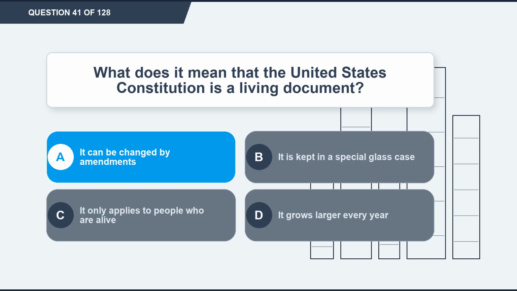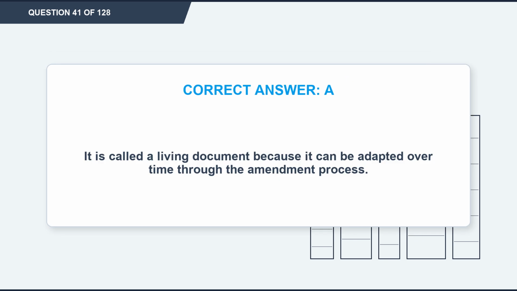The correct answer is option A. It can be changed by amendments. Explanation. It is called a living document because it can be adapted over time through the amendment process.